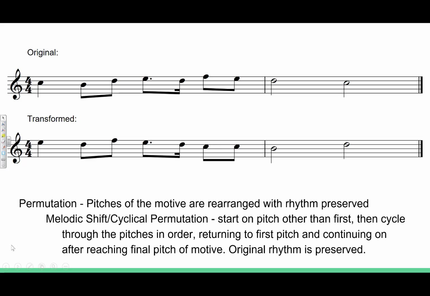Let's read about this. This is called a melodic shift or cyclical permutation, where we start on a pitch other than the first. Note that the first pitch of the original melody is a C. The melodic transformation of it begins on an E. So we're starting on a different pitch, then we cycle through the pitches in order, returning to the first pitch and continuing on after reaching the final pitch of the motive. And of course, in a melodic shift or cyclical permutation, the original rhythm is kept the same. Let's listen to the original melody, followed by this melodic shift permutation.